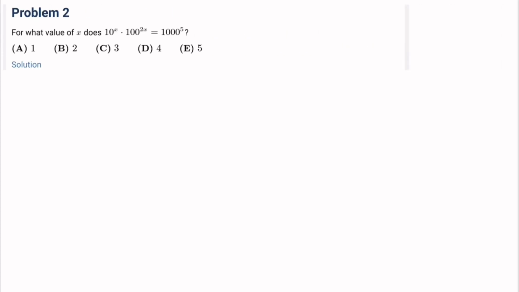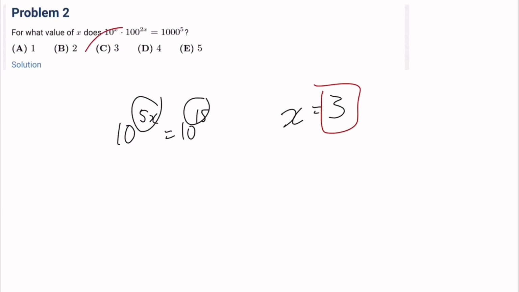Number 2, for what value of x does this equal 1000 to the 5th power? Okay, so this is all going to be the left-hand side. That's going to be 10 to the x plus 4x, so that's just 10 to the 5x power, equals 1000 to the 5 power, that's just 10 to the 15 power. So 5x equals 15, x equals 3, and there is our answer, it's C.